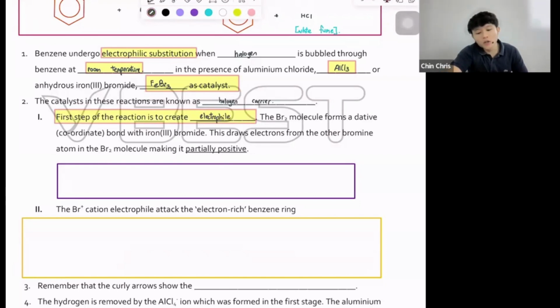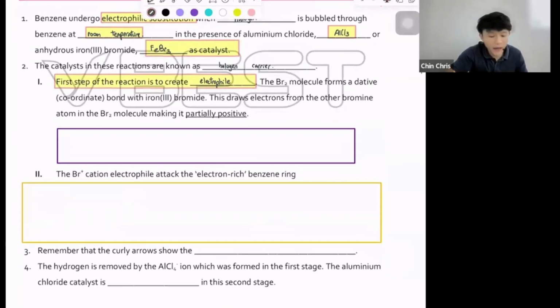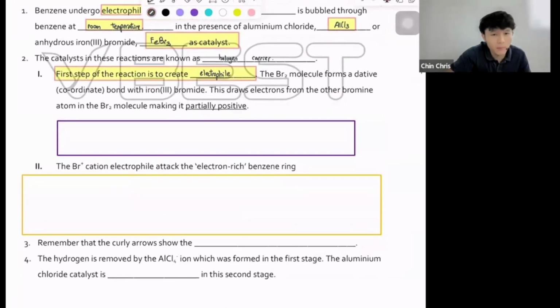Okay, so the Br2 molecule forms a dative bond with iron(III) bromide. Then this draws electrons from the other bromine atom, and so on. So annoying.